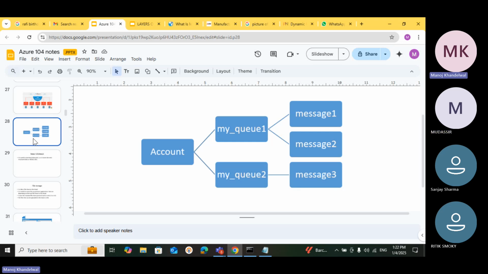LRS, no, GRS. I think I was disconnected before that. Redundancy system settings: local redundancy storage, yes, and global redundancy storage. So what is the difference between the two, Ritik, LRS and GRS?